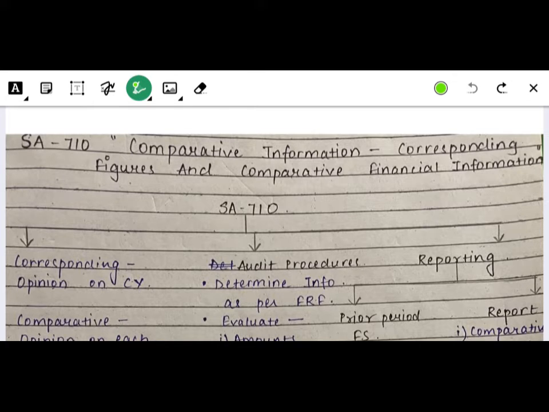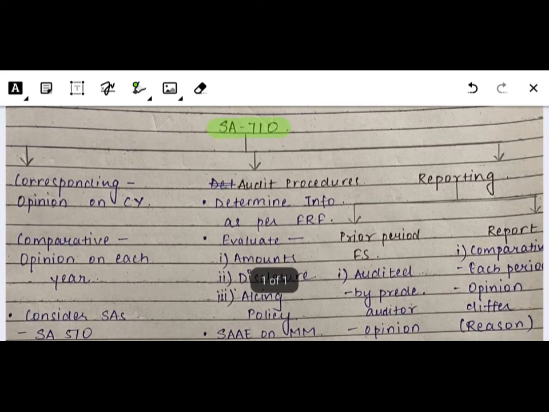First, essay 710: what is the name of that essay? Comparative information, corresponding figures, and comparative financial information. So yes, essay 710, and I had divided this essay into three parts, as you can see on the screen. First is the general one, second is the audit procedures, and third is the reporting.